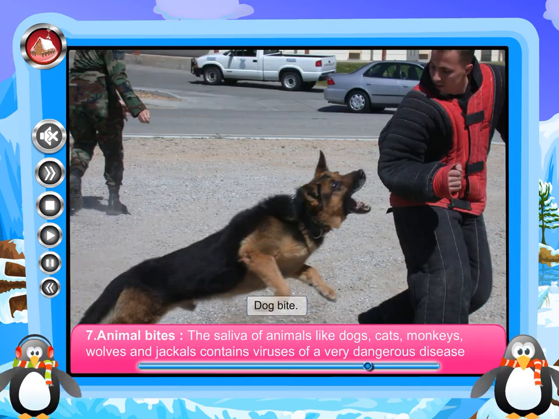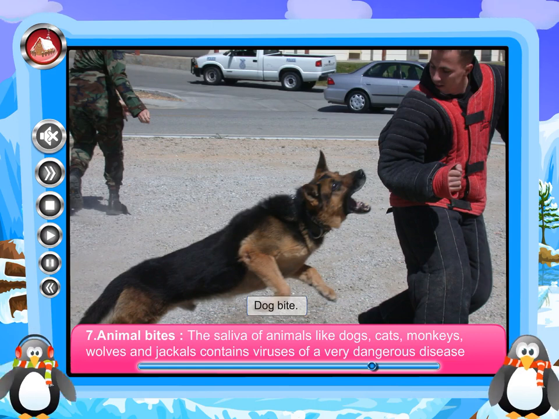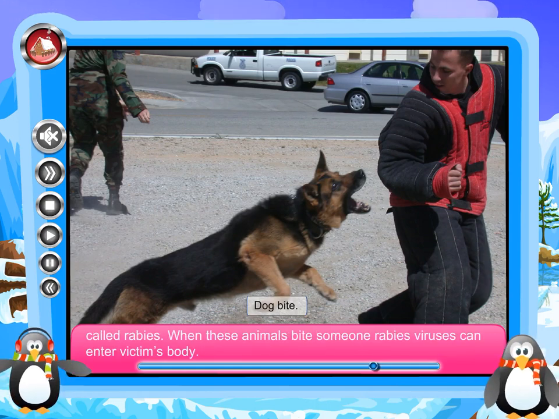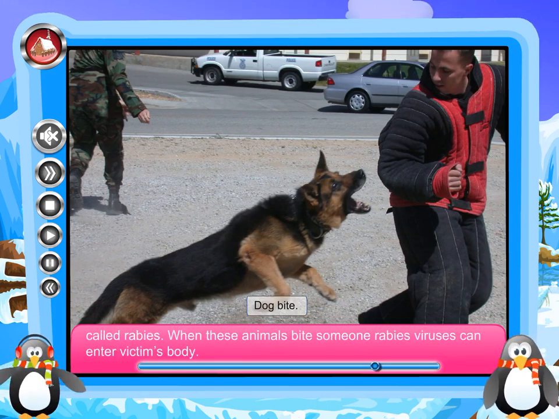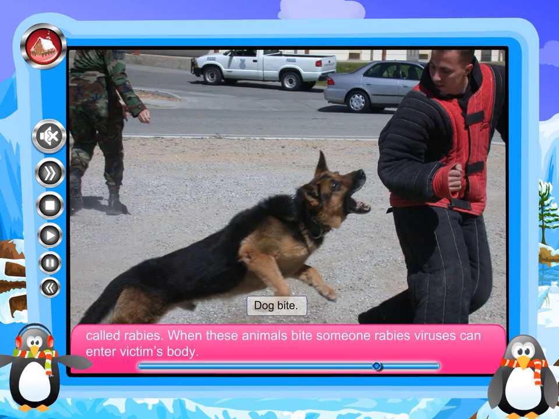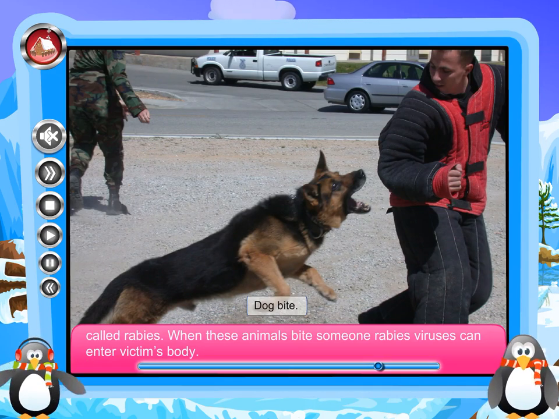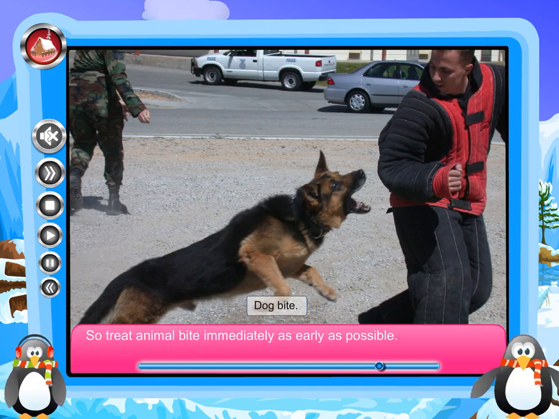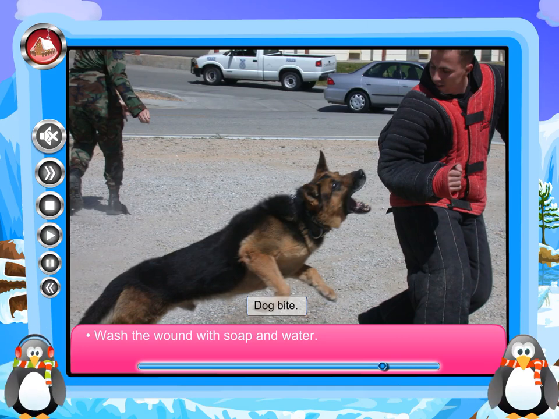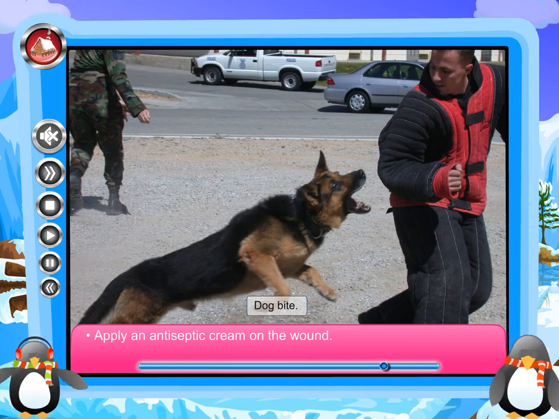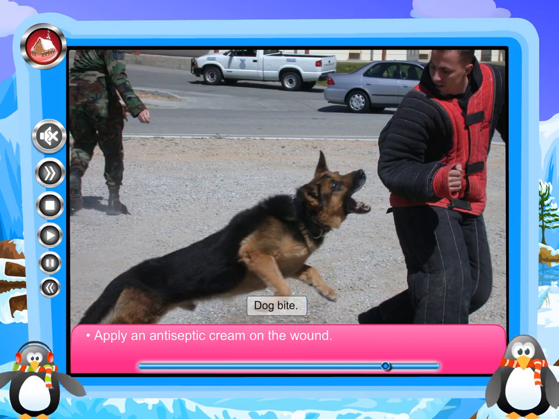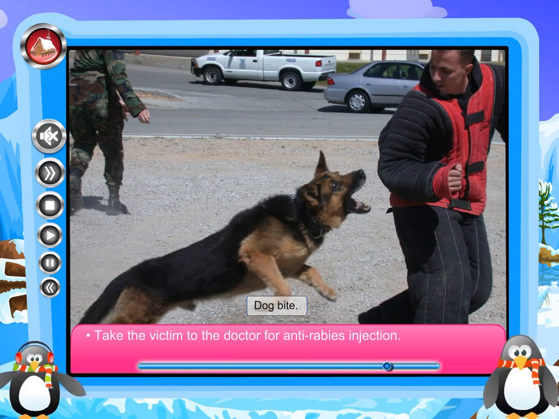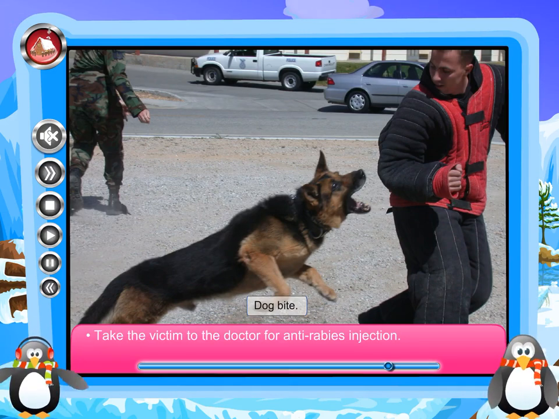Animal bites. The saliva of animals like dogs, cats, monkeys, wolves and jackals contains viruses of a very dangerous disease called rabies. When these animals bite someone, rabies viruses can enter the victim's body. So treat animal bite immediately, as early as possible. Wash the wound with soap and water. Apply an antiseptic cream on the wound. Take the victim to the doctor for anti-rabies injection.